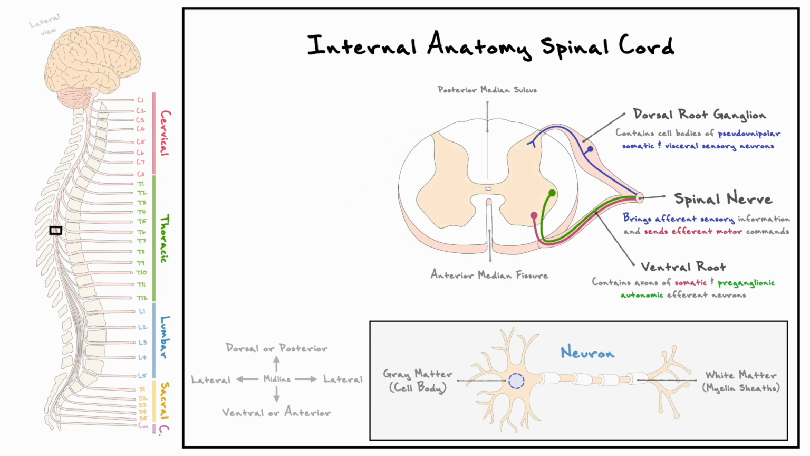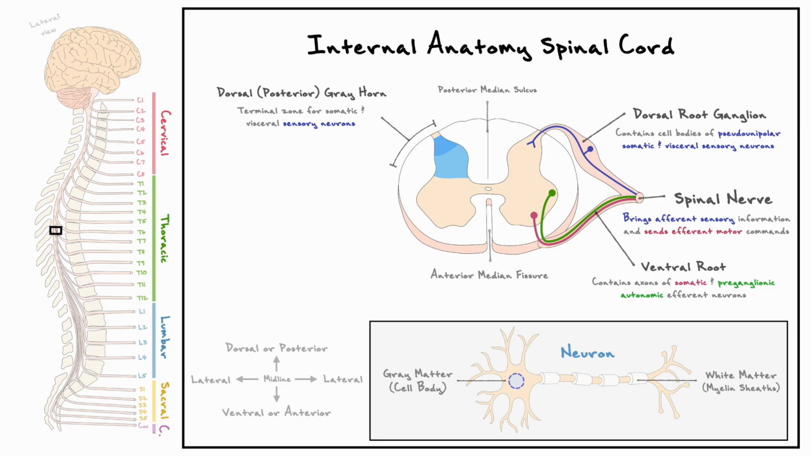The upper dorsal portion of the gray matter is called the dorsal or posterior gray horn, and it corresponds to the terminal zone for the somatic and visceral sensory neurons. Basically, neurons in this region receive the inputs coming from the periphery and then send them up to the brain or brainstem for further processing.